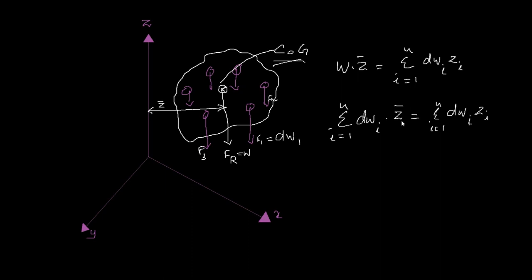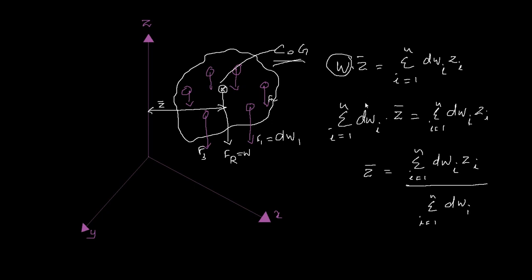Now you know the similarity of this equation and the principle of moments equation, and you can say Z bar, which is the distance to the center of gravity of the body from the Z axis, is equal to summation of i equal to 1 to n dWi Zi divided by summation i equal to 1 to n dWi, and here this will be the total weight of the body, which is W here.